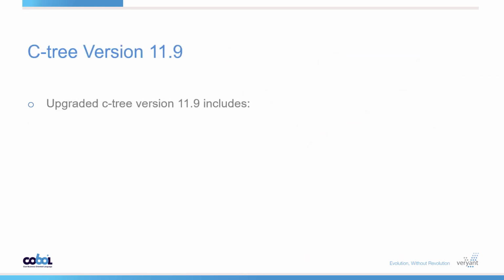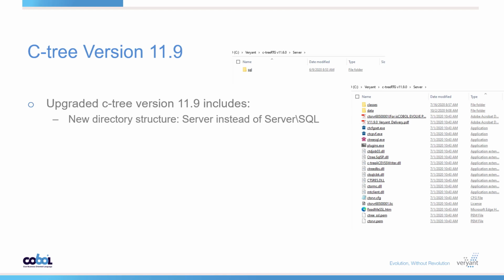The new c-tree version 11.9 that comes with the 2020 R2 includes features requested by our customers, as well as improvements to help you manage your indexed files better. Older versions of c-tree had a subfolder called SQL in the server folder, but nothing else in that folder. So we've done away with it, and your server DLLs and products are directly in the server folder. Full support for TLS SSL security has been added to c-tree, so you can define your SSL certificate and add a security layer to your c-tree client-server communication.